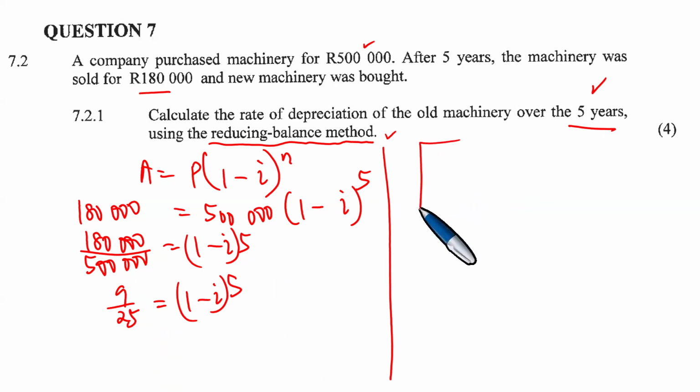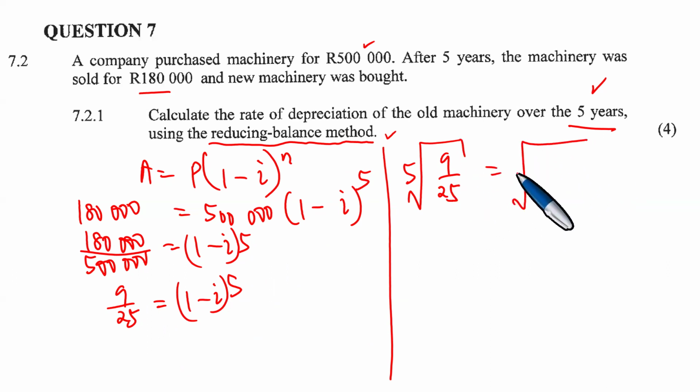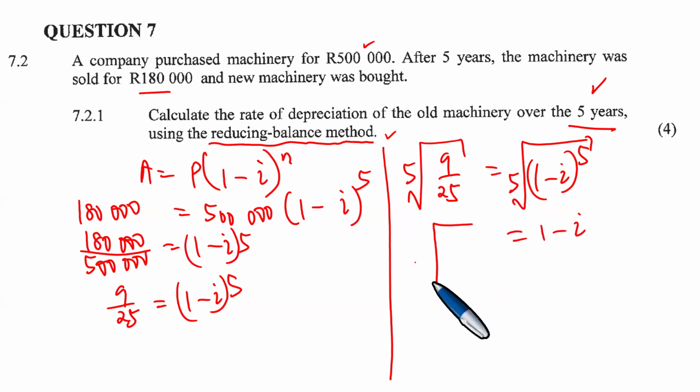And then now this would exactly be the 5th root. So you take the 5th root on the left, but also you take the 5th root on the other side of 1 minus I to the 5th power. So this is 1 minus I, the 5th root of 9 out of 25. All right, so we want to solve for the rate of depreciation.